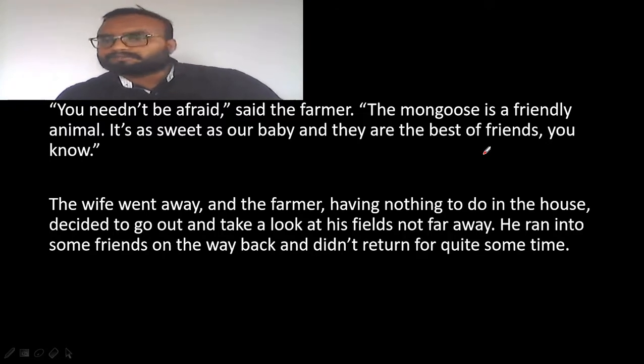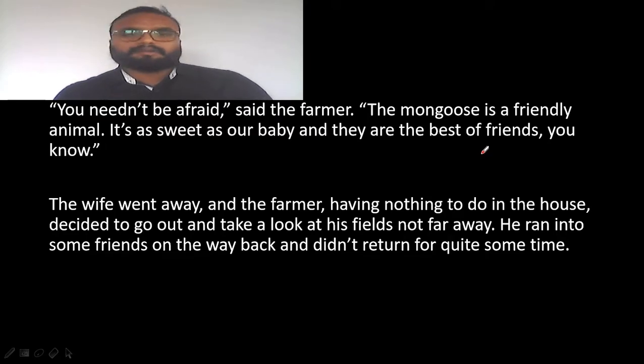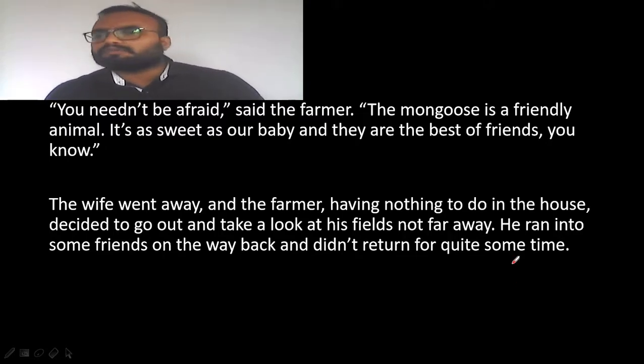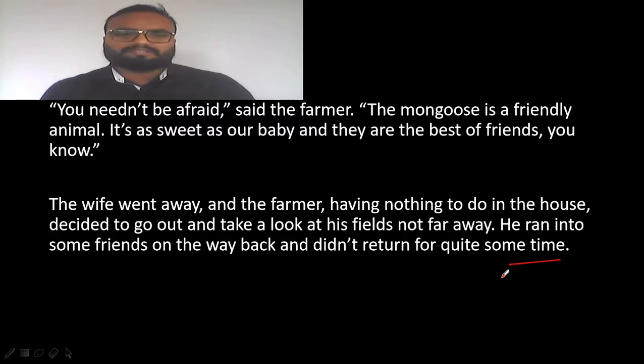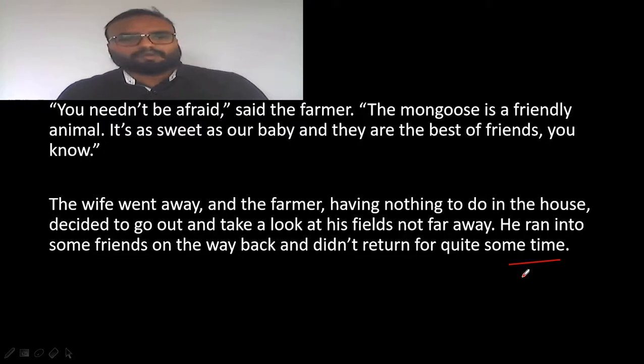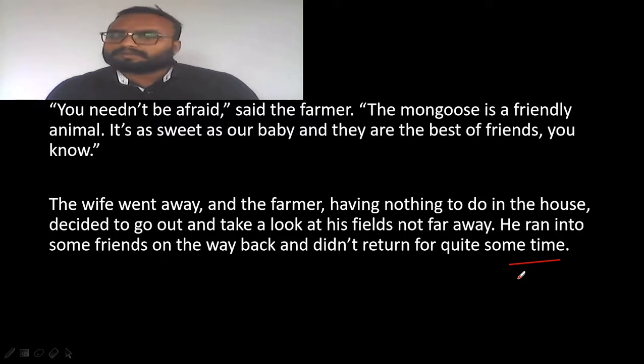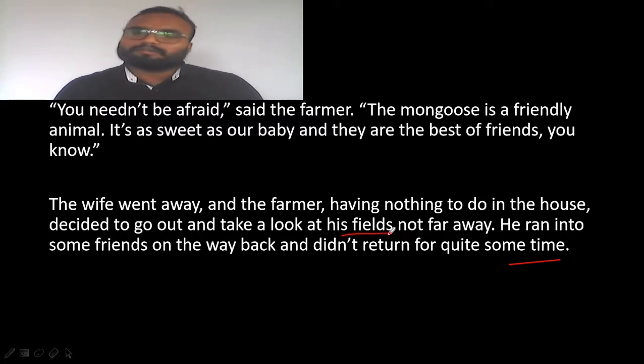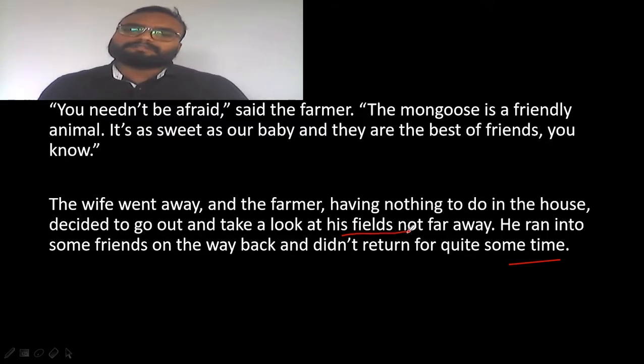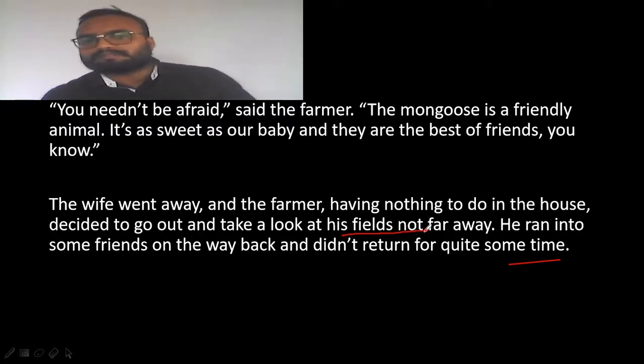And then what happened? His wife went away to the market. So the farmer was sitting all alone in the house, and after some time, having nothing to do, he was feeling bored. He was all alone at home, and therefore he thought he should go and look at the field, which was near the house, not far away. It means the field was not far from his house. So he went there to look at the field.